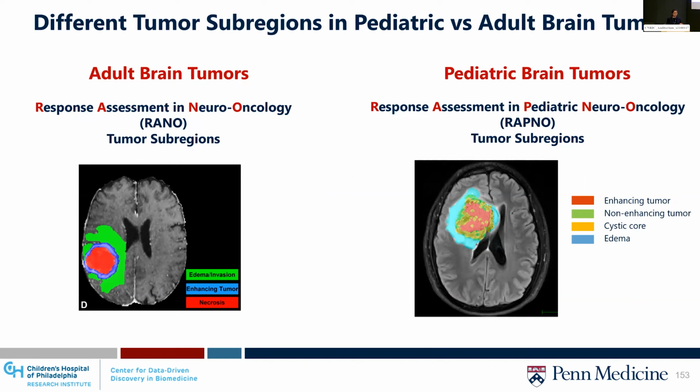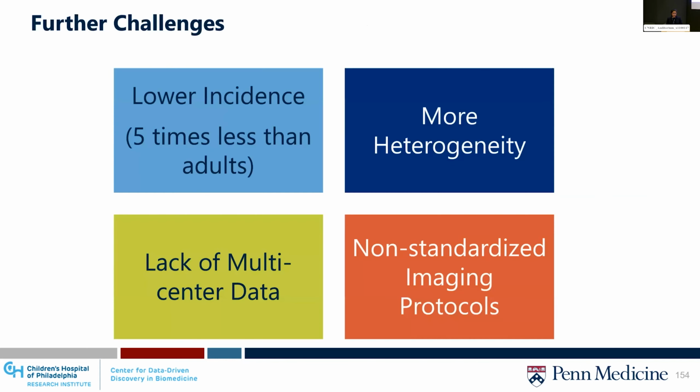brain tumors. For example, in adult brain scans, it is very well accepted that the enhancing tumor should be separated from necrosis and from peritumoral edema, which includes tumor invasion as well. But in pediatric brain tumors, based on RAPNO criteria, it is recommended to separate enhancing tumor from non-enhancing tumor, cystic core, and edema for volumetric measurements and response assessment.